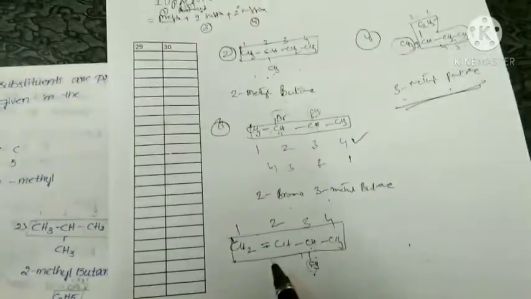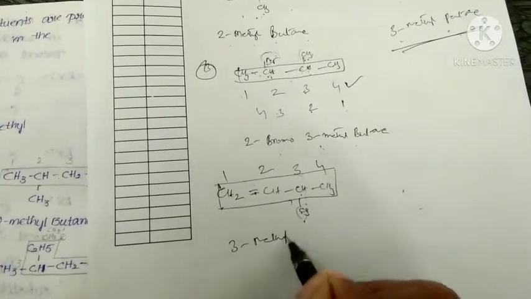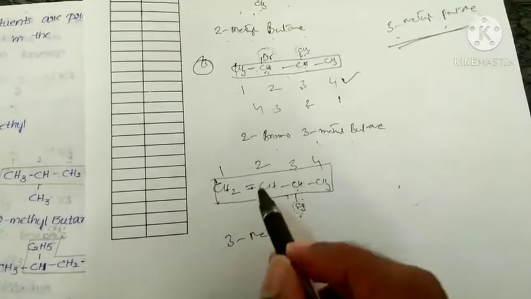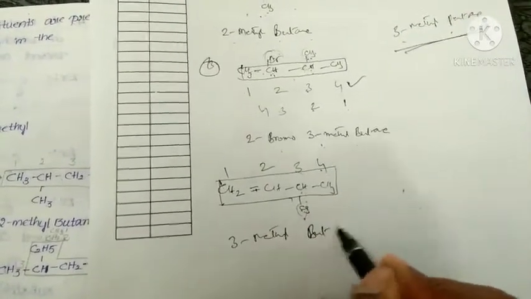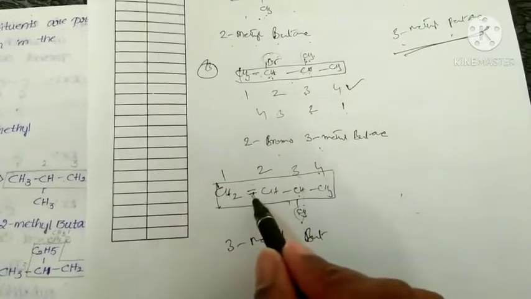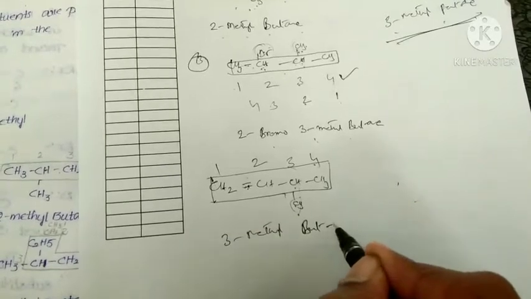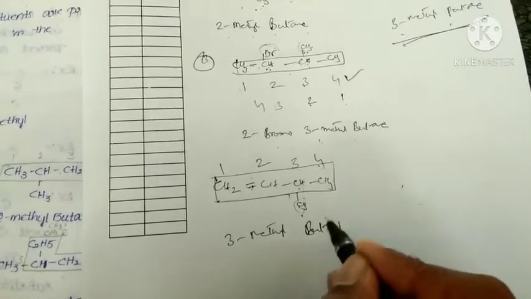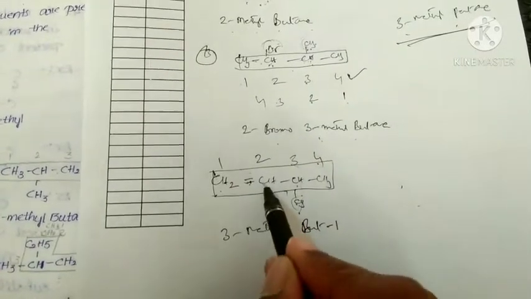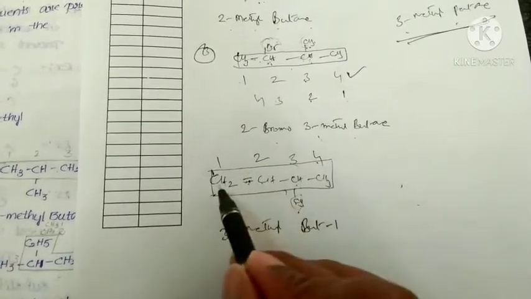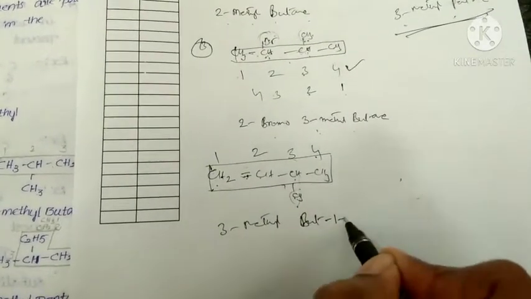So what is the name? What is the prefix? Methyl. 3-methyl, because that is present on the third carbon. What is root word? But. Next, what is primary suffix? Double bond is present. That is present at which carbon? First carbon. So but hyphen 1. You should put 1, because that is present on the first carbon. Actually, that is present between first and second carbon, but we are giving number from left to right, so that it should get 1. But hyphen 1.